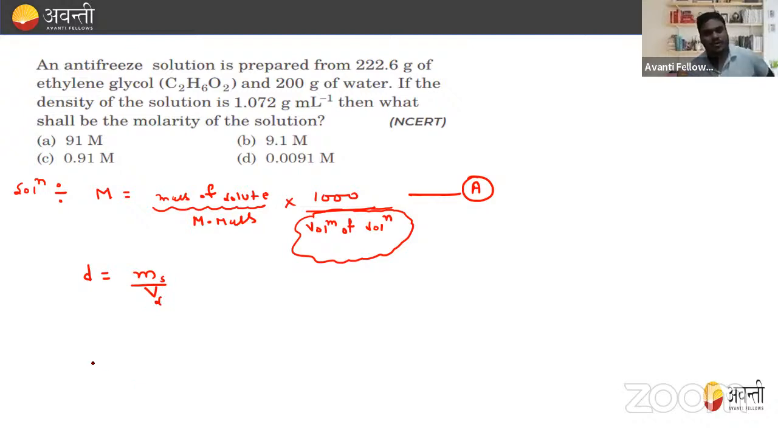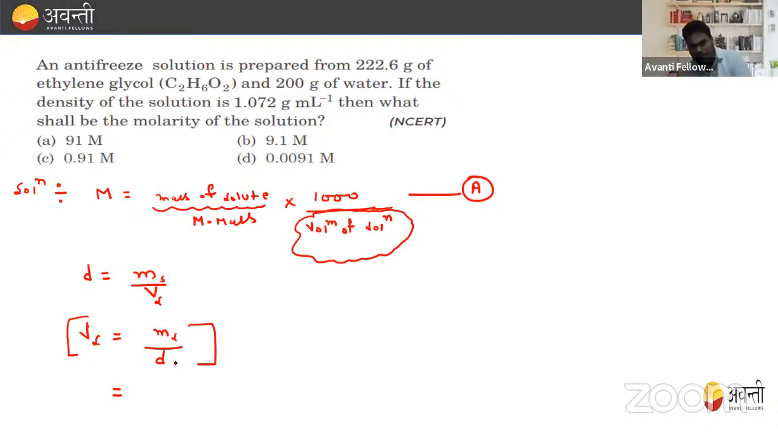Okay. Now, what is the mass of the solution here, beta? Can anyone tell? What is the mass of the solution? Mass of the solution means what? That is mass of the solute plus mass of the solvent. This is the mass of the solution. So here, ethylene glycol, which is the solute, is given as 222.6 gram. Also, mass of the solvent, that is the water, is given as 200 gram.